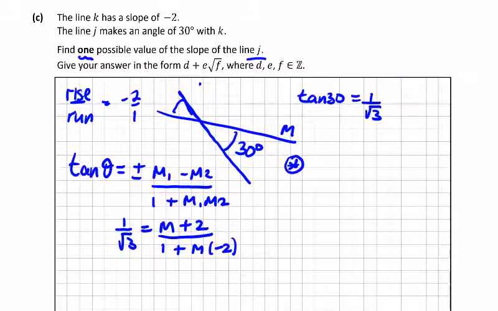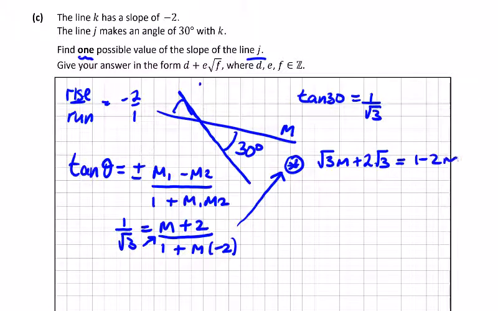Coming up here, we're going to get, cross multiplying by root 3, we're going to get root 3m plus 2 root 3, go in this direction, equals 1 by the bottom, so that's just equal to the bottom, equals 1 minus 2m. We want to get m on its own, so root 3m plus 2m equals 1 minus 2 root 3.